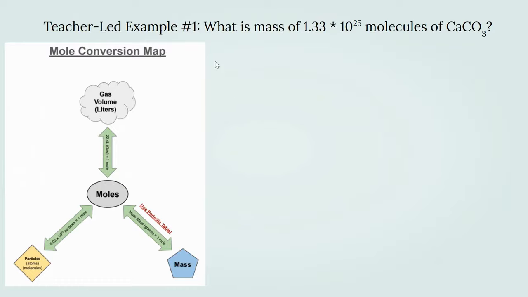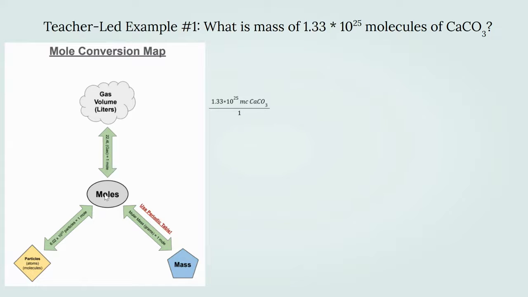Our first example, and this does correspond to our practice: what is the mass of 1.33 times 10 to the 25 molecules of CaCO3, or calcium carbonate? Well, first we'll take our known amount, 1.33 times 10 to the 25 molecules of calcium carbonate, and we'll put it over 1. Notice that I abbreviated molecules as MC, just to make my life a little easier.